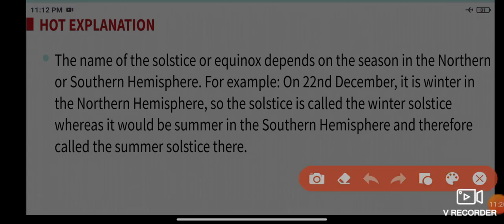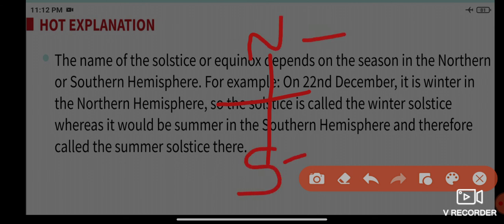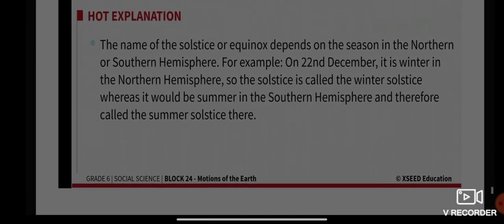The name of the solstice or equinox depends on the season. If the northern part is receiving winter, the southern part will be receiving summer. Similarly, if the southern hemisphere is receiving winter, the northern hemisphere will be receiving summer. So they are always the opposite.